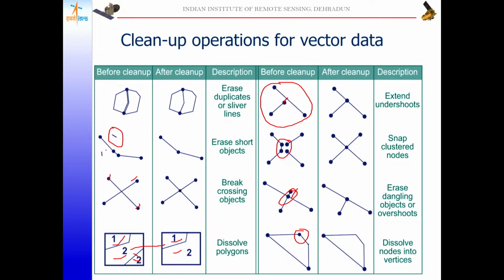Using snapping, these hanging objects can be removed, and snapping can again be used to remove duplicate lines, because if the gap between the lines is less than the snapping tolerance, they will join. This way you can clean up your data and get digitization-error-free data.